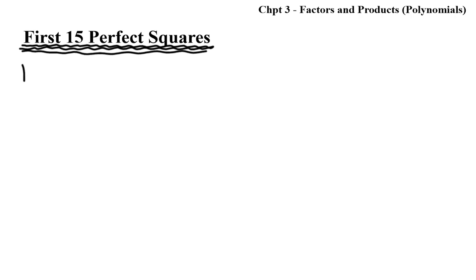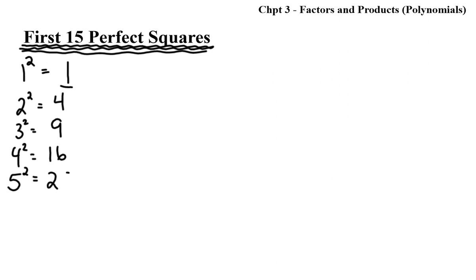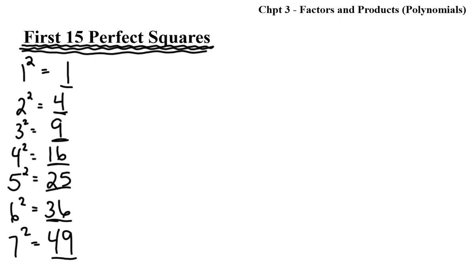So 1 squared is 1. 1 times 1. There's your first perfect square. The next perfect square would be 2 squared, which is 4. 3 squared, which is 9. Most of these, if you know your times table, which you have been warned about for several months now to be able to do, you should know these perfect square values. 1, 4, 9, 16, 25, 36, 49. And if we finish it off.